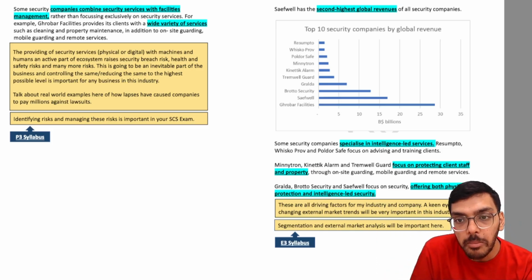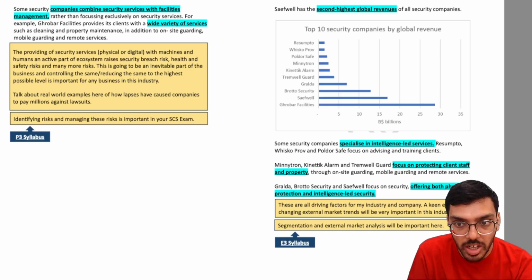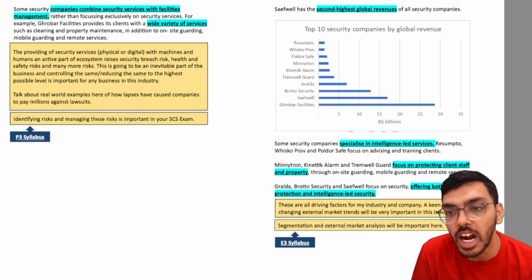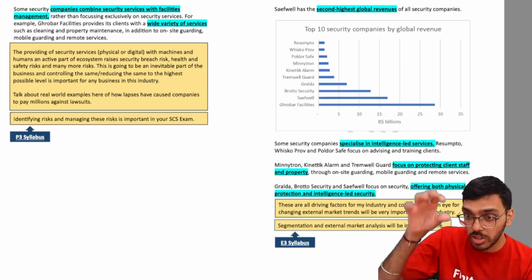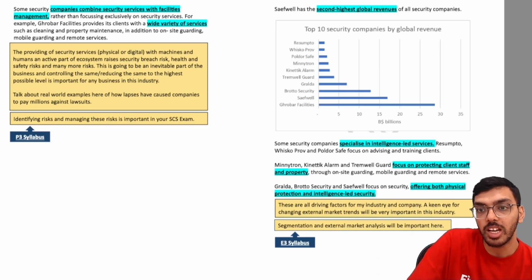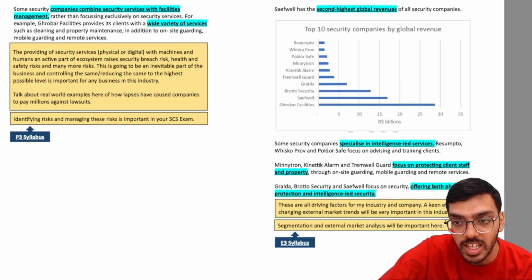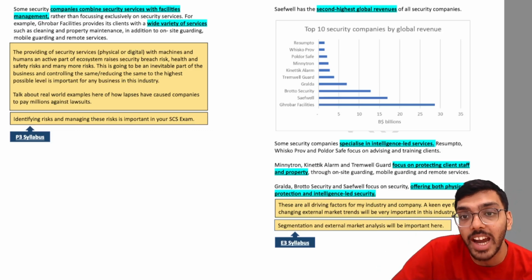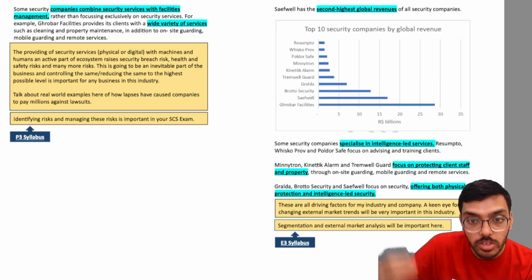Minitron, Kinetic Alarm and Tremwell Guard, 3 other companies, focus on protecting client, staff and property through on-site guarding, mobile guarding, remote services. So these are niche companies. 3 companies first focusing on intelligence-led services. The next 3 companies focusing on protecting client, staff and property.